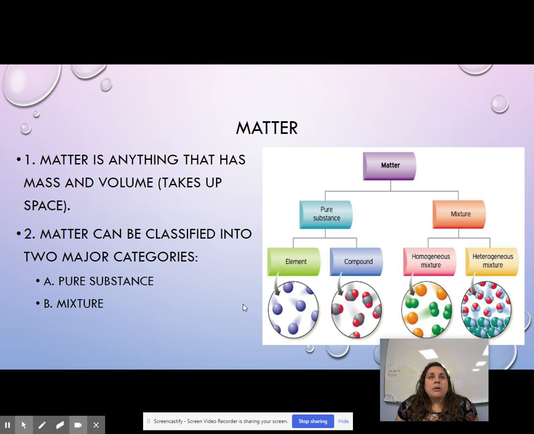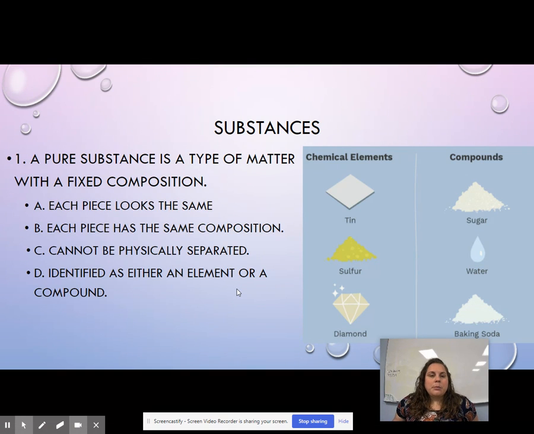Okay. So now we're going to talk about pure substances. Pure substances are a type of matter with a fixed composition. Each piece, no matter what you're talking about, where you find it, all looks the same. Each piece has the same composition. It cannot be physically separated. They are identified as either an element or a compound. Here we have some examples of substances. Tin, sulfur, and diamond are all elements, whereas sugar, water, and baking soda are all compounds.